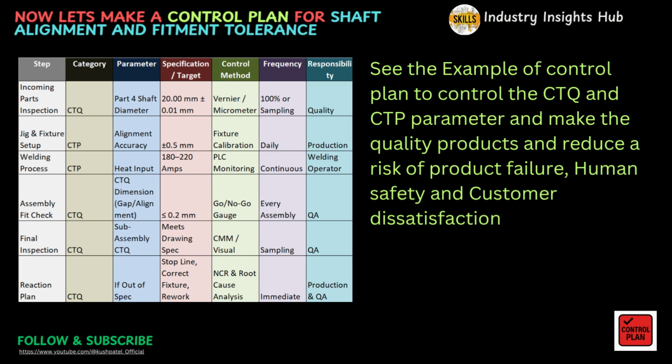This is how CTQ, CTP and CP work in manufacturing. Hope you understand the fundamentals of critical to quality and process.